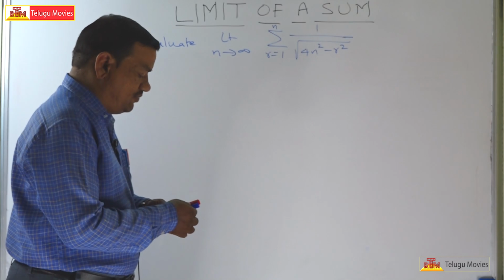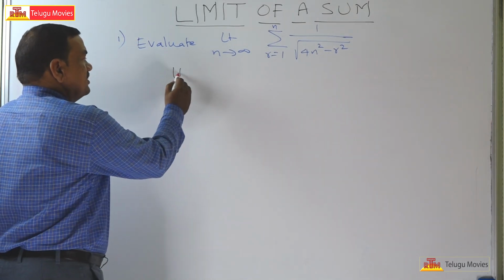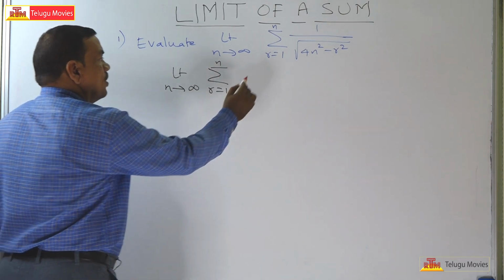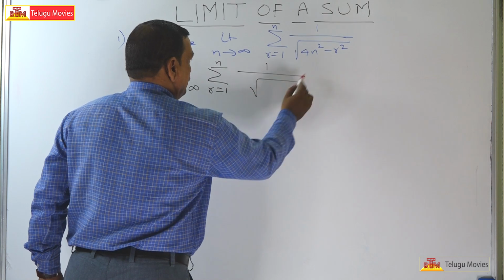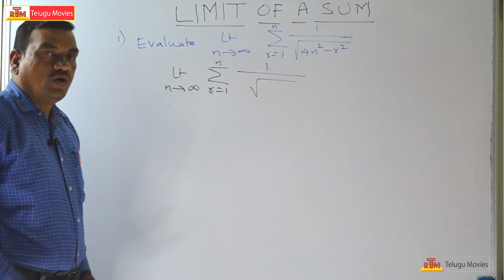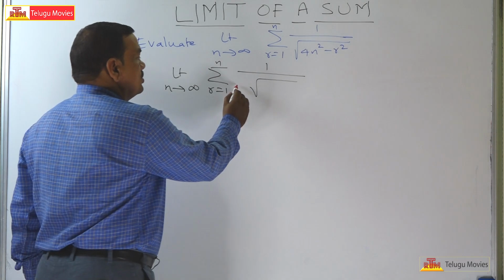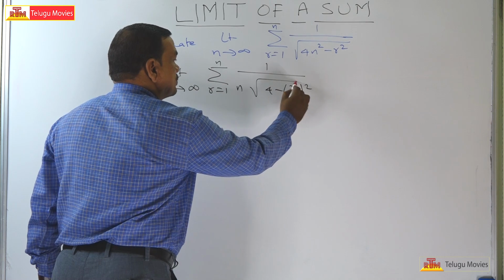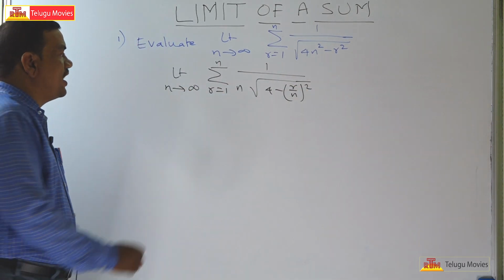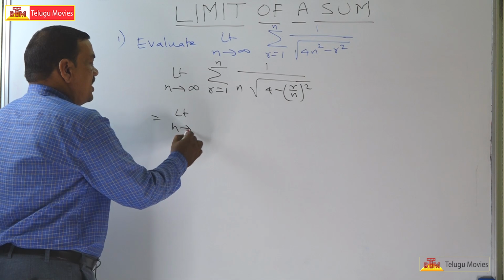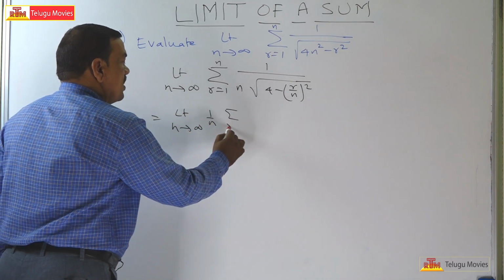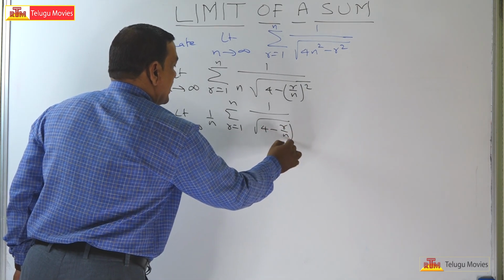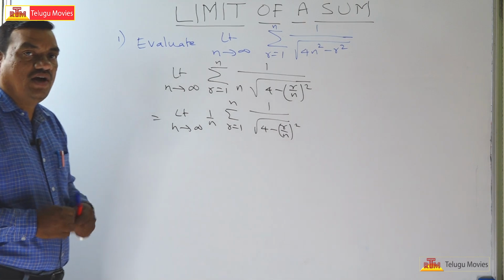Very easy problem. First write down as it is: limit n tends to infinity, sigma r runs from 1 to n, 1 by root over 4n square minus r square. Now take n square common outside. So this is equal to n times root of 4 minus r by n whole square. Now take this 1 by n outside. So this is equal to limit n tends to infinity, 1 by n into sigma r runs from 1 to n, 1 by root of 4 minus r by n whole square. This should be your format.